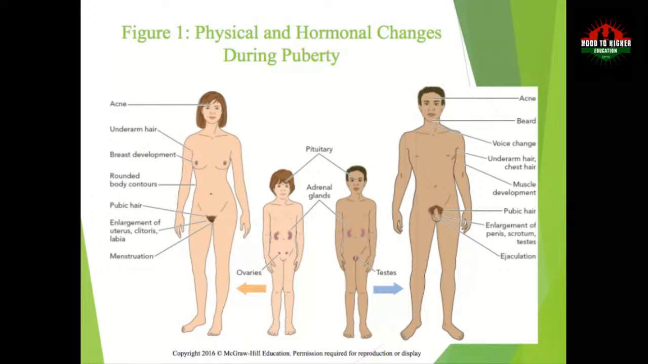So the pituitary and the adrenal glands are being affected during the stages of puberty, right? Those hormones, estrogen for women, testosterone for boys. Now, same thing happens to the male, okay? Acne, they start to develop the beard, the voice change, underarm hair, chest hair, muscle development, pubic hair, enlargement of the penis, the scrotum and the testes, and the boy now can ejaculate. Essentially, a boy now can get a young woman or a lady pregnant, right?